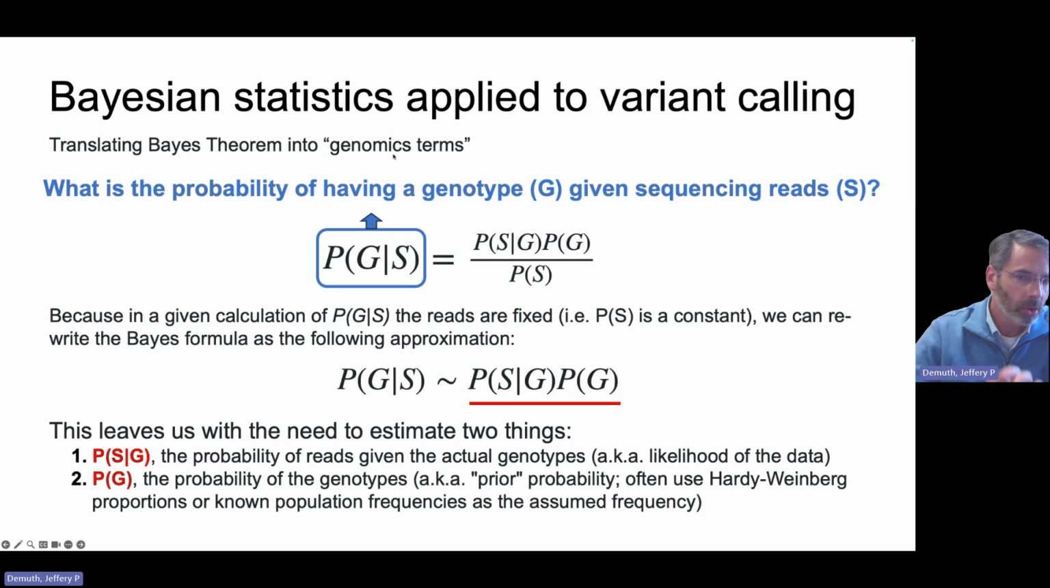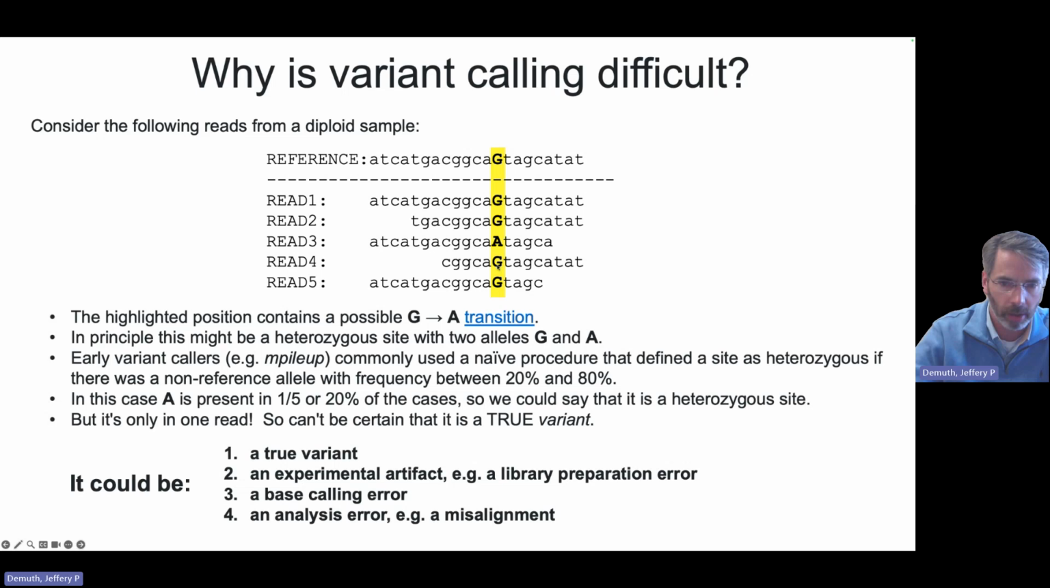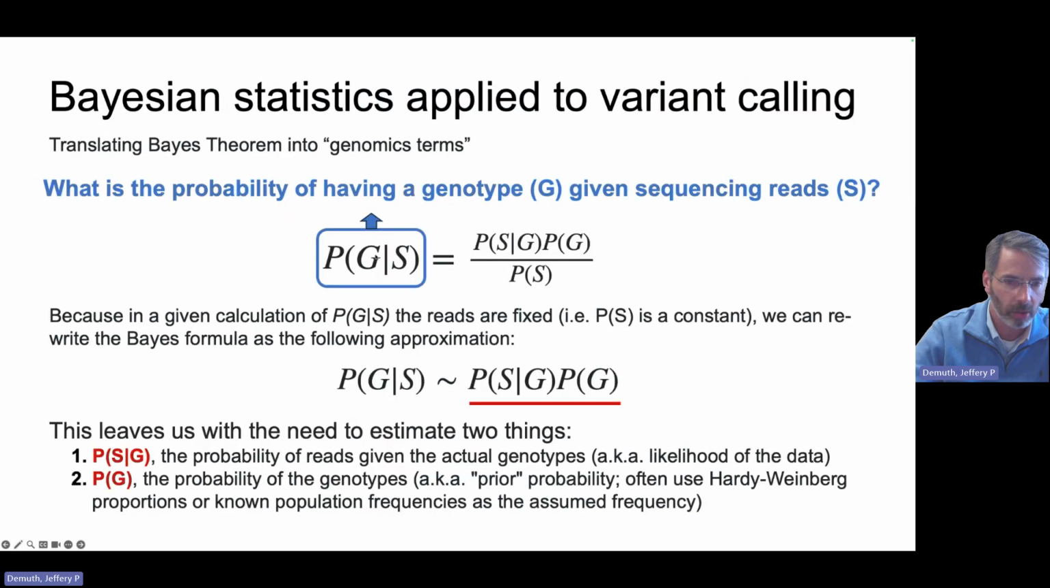So translating Bayes' theorem to genomics terms, this is saying what is the probability of having a genotype, because that's what we want to know when we're doing variant calling. What is the genotype of the individual at the given position? What's the probability of being a heterozygote at this position, essentially, given the sequences that line up on that position, right? So Bayes' theorem suggests that that is the probability of the sequencing reads given the genotype times the probability of the genotype at that position divided by the probability of getting those sequencing reads.